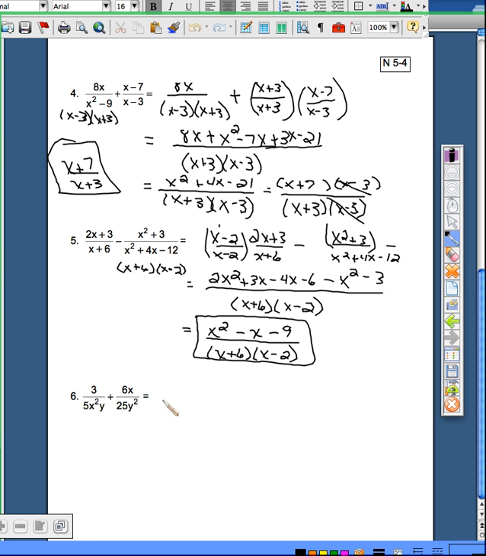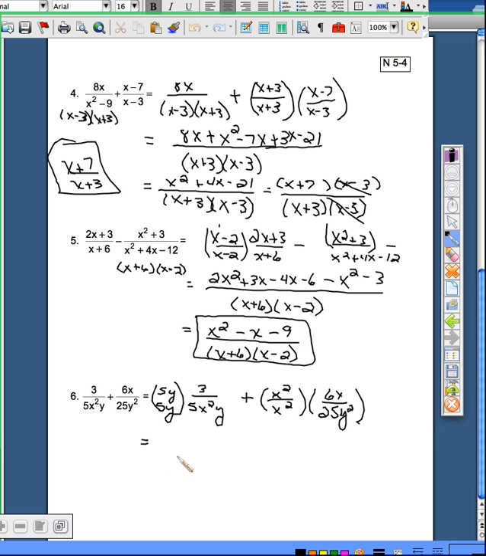All right, on the last one here, we have a number, 25. We have x squared y and y squared. So we need, on the first one, to multiply by 5y, so we can have a common denominator. Okay, and that's going to be 3 over 5x squared y multiplied by that. On the second fraction, the only thing we don't have in the denominator is the x squared, so we'll multiply by x squared over x squared times the 6x over 25y squared.